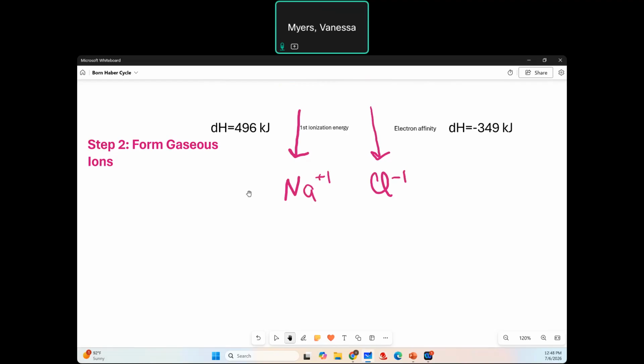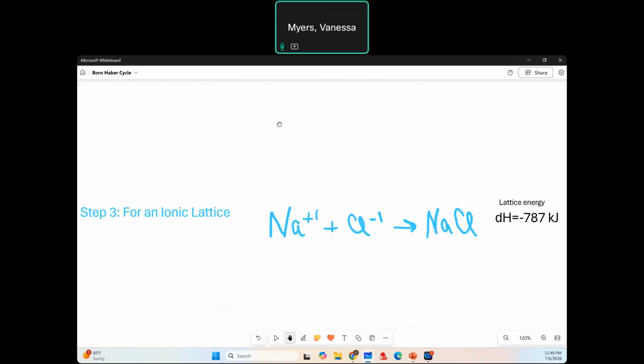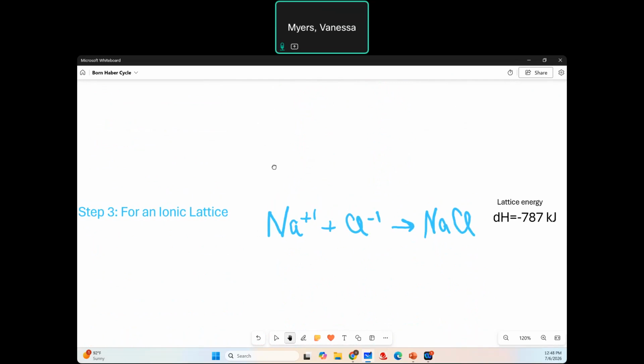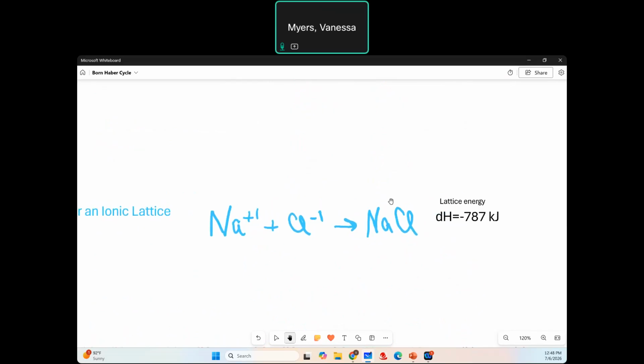Okay, so step 1, I turn them to gaseous atoms. Step 2, I turn them to ions. Now the last, and honestly the easiest thing you do from here, is you form your ionic lattice. So our ionic lattice was sodium cation. Remember, they work better when they're gaseous ions. Sodium cation plus chloride anion yields sodium chloride, and that's the lattice energy to form that final step is -787 kilojoules.